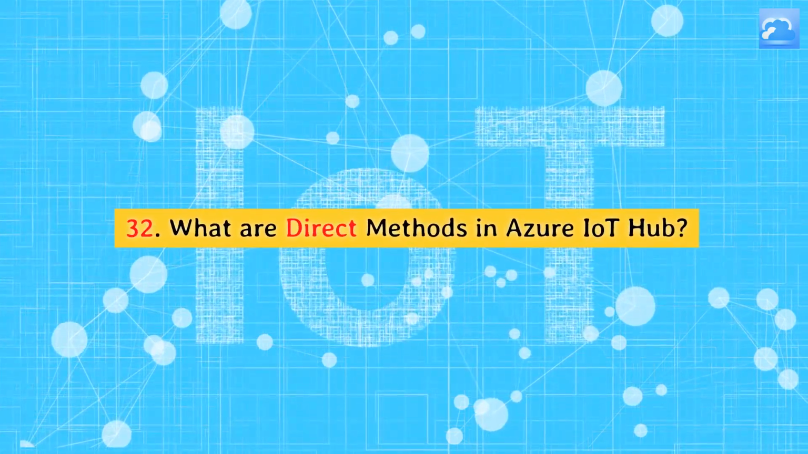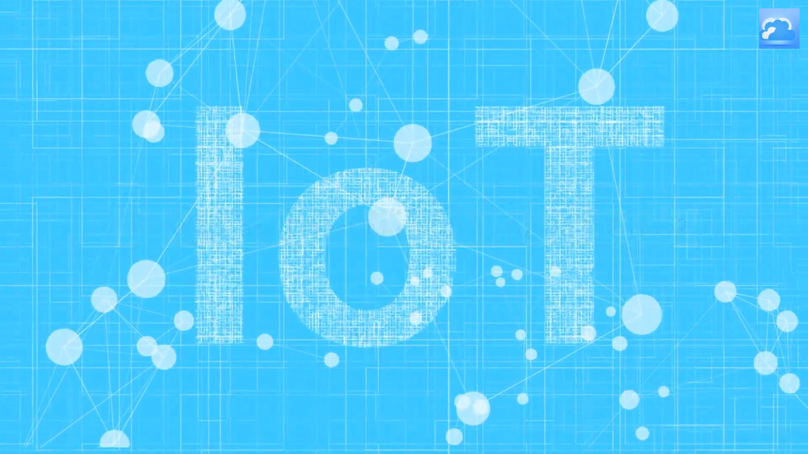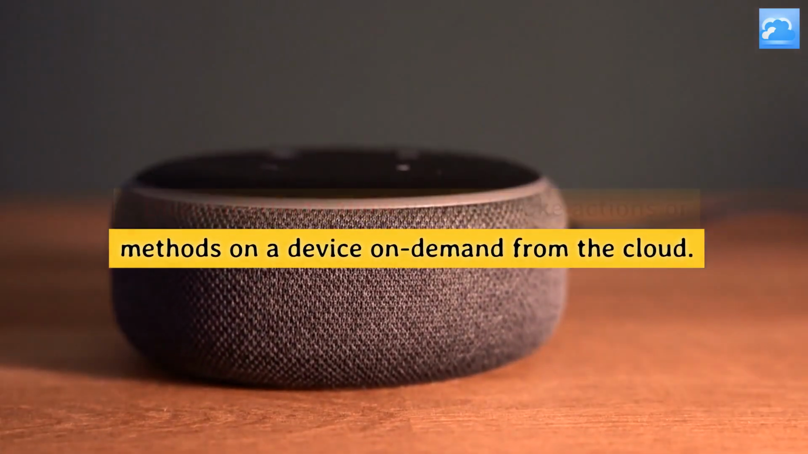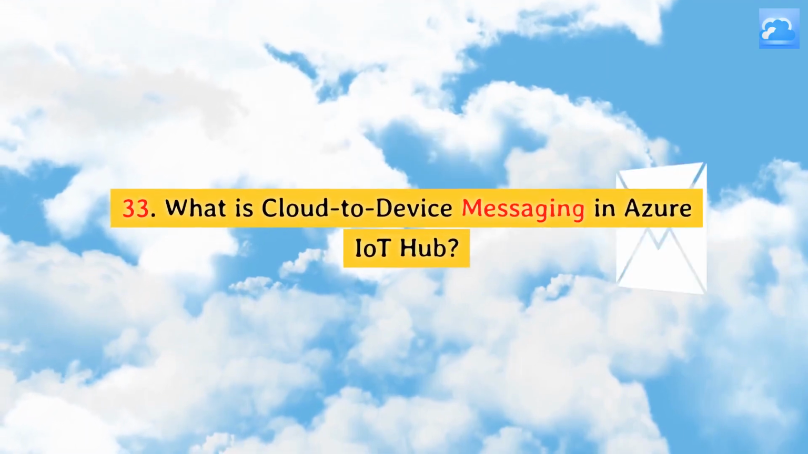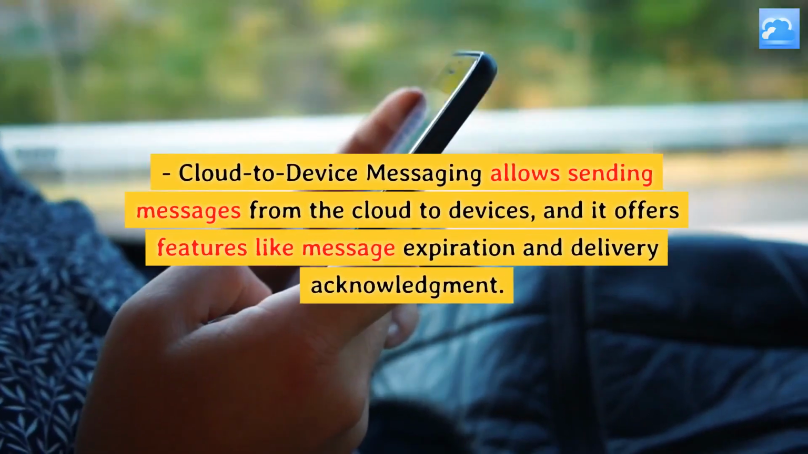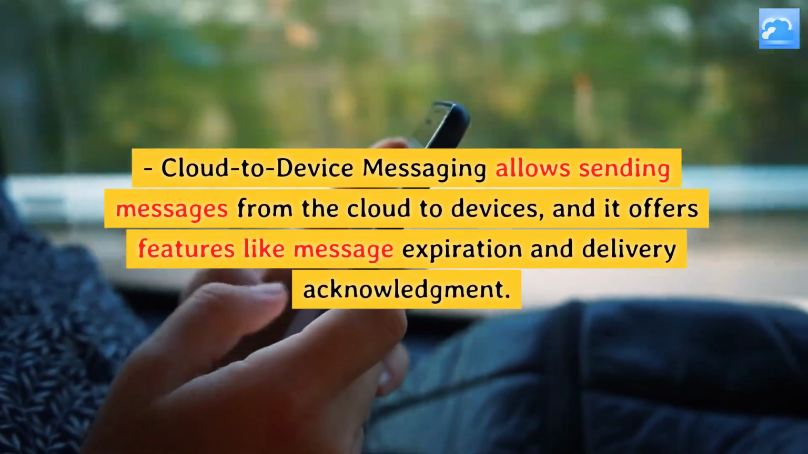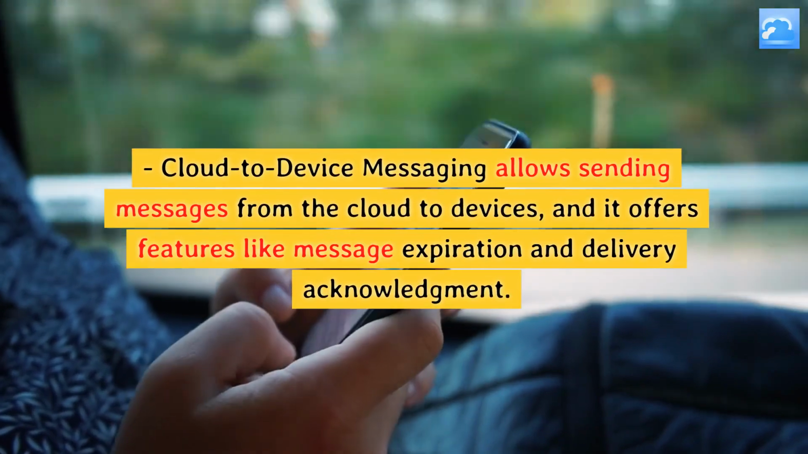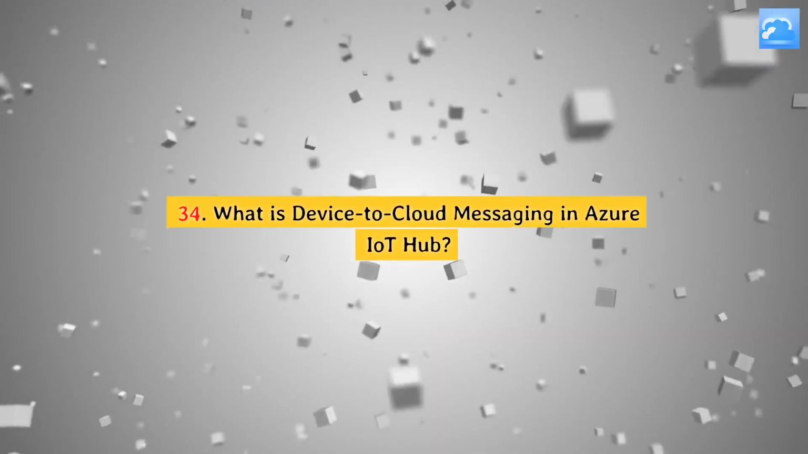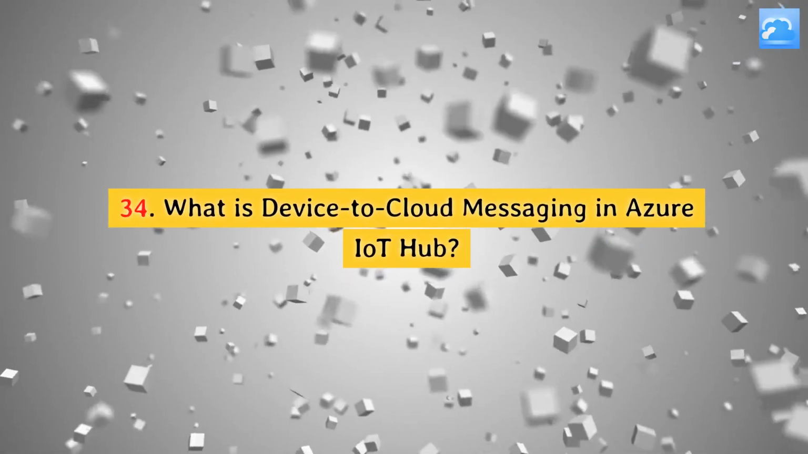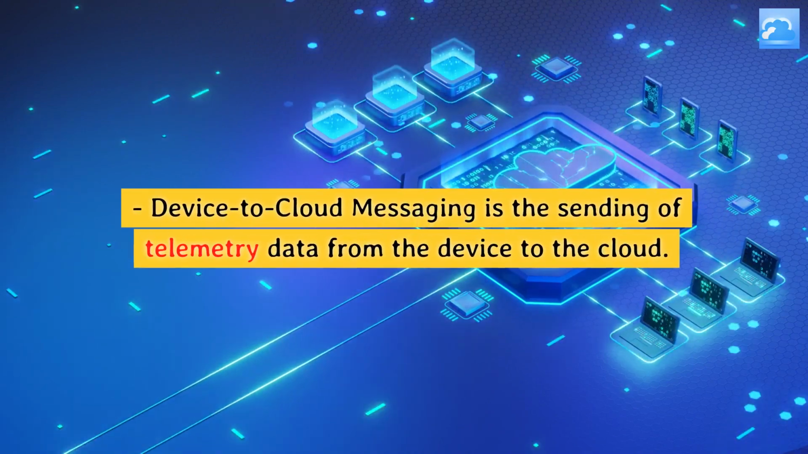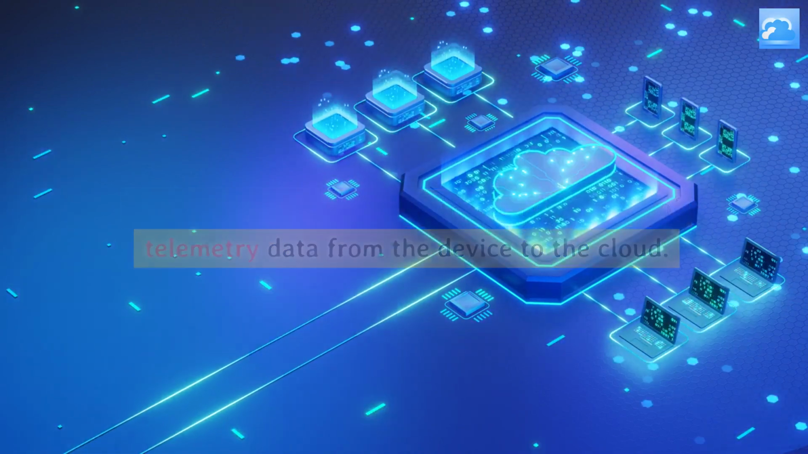32. What are direct methods in Azure IoT Hub? Direct methods allow you to invoke actions or methods on a device on demand from the cloud. 33. What is cloud-to-device messaging in Azure IoT Hub? Cloud-to-device messaging allows sending messages from the cloud to devices, and it offers features like message expiration and delivery acknowledgement. 34. What is device-to-cloud messaging in Azure IoT Hub? Device-to-cloud messaging is the sending of telemetry data from the device to the cloud.